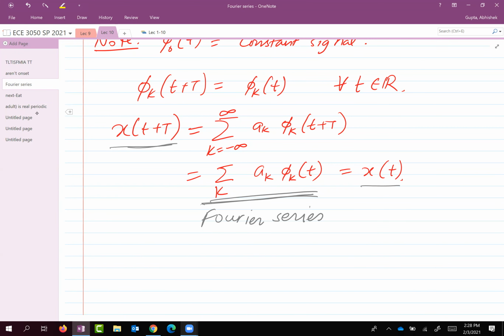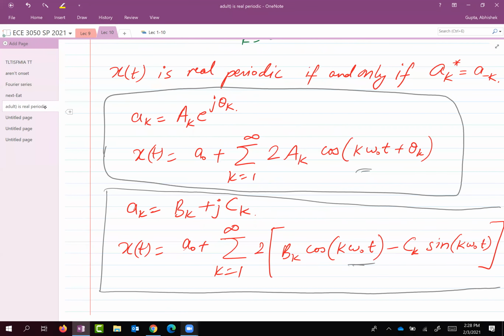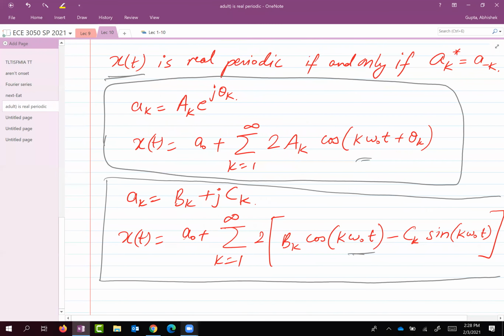And this is the Fourier series for a complex periodic signal. We also looked at a real periodic signal, where x of t is real. For real periodic signals, you can write the Fourier series in this form, as a sum of cosines amplified by some factor a_k, or a sum of cosines and sines amplified by factors b_k and minus c_k, with the 2 standing outside the bracket. So this is the famous topic of Fourier series.